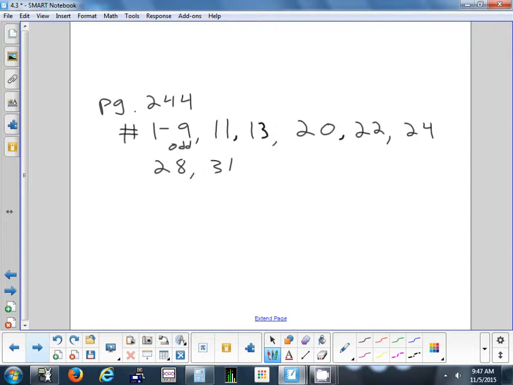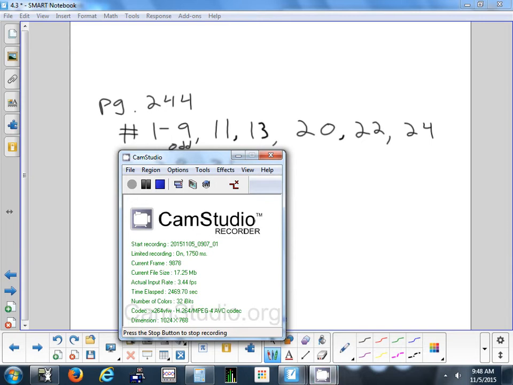All right, so the homework, it's on page 244. It's 1 to 9, just the odds. Then it kind of skips around: 11, 13, 20, 22, 24, 28, and 31. We'll go over that first thing tomorrow. Then we'll have our test on sections 3.7 to 4.3. There will be a bonus question on the test. And I will also be after school for extra help.